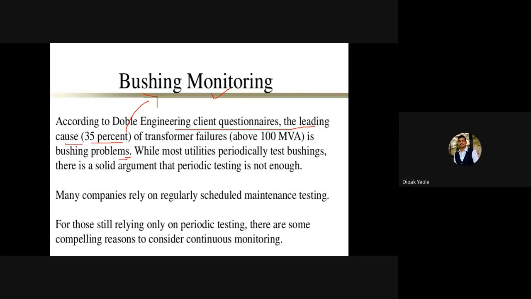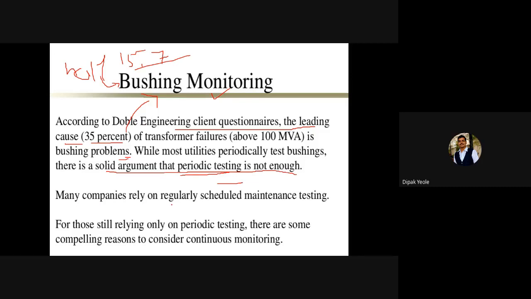While most utilities periodically test bushings, there is a solid argument that periodic testing is not enough. We have to check continuously, not periodically, in terms of a period of time. For the alternator and the induction motor, we have seen that half-yearly maintenance is possible, or 15 days maintenance, or even 7 days maintenance. But here, this maintenance is not enough for the bushing. We have to check regularly. Today, tomorrow, in that way, we have to check regularly.